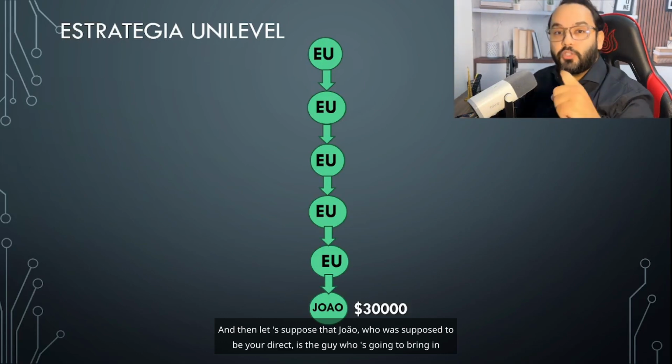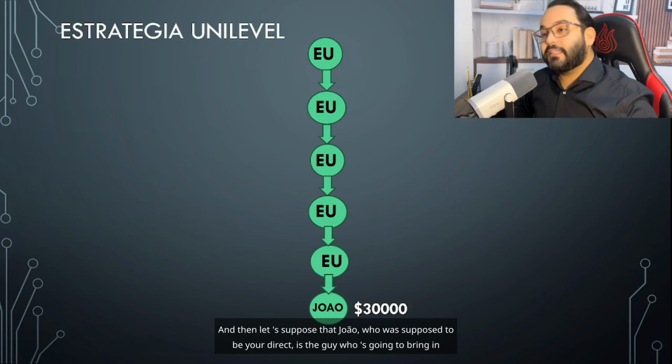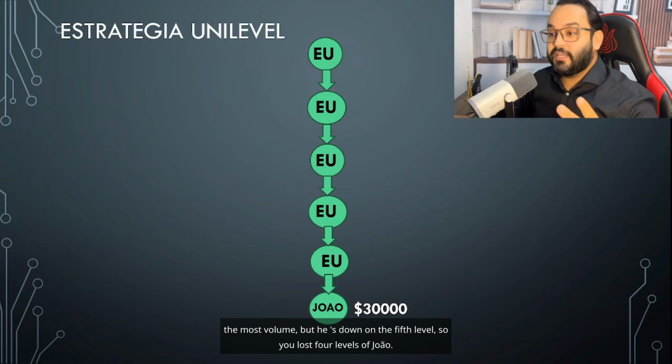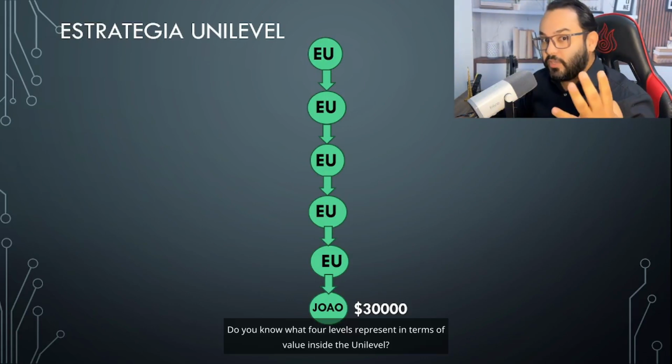And then let's suppose that Joao, who was supposed to be your direct, is the guy who's going to bring in the most volume, but he's down on the 5th level, so you lost 4 levels of Joao. Do you know what 4 levels represent in terms of value inside the Unilevel?